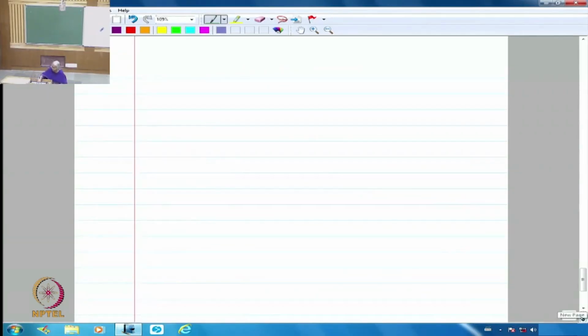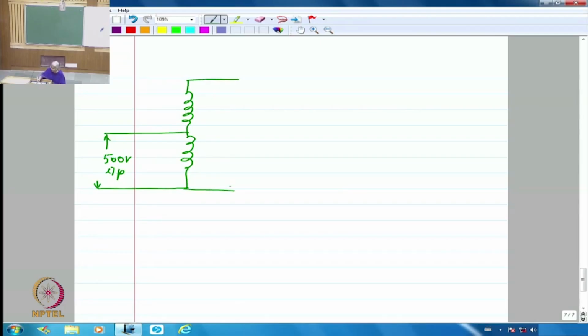So I have 200 volts, then this is 500 volts, and what we are giving is a 500 volts input. Right? And what we have on the secondary side is this 200 volts and this 500 volts, so what we have got is 700 volts. Fine?